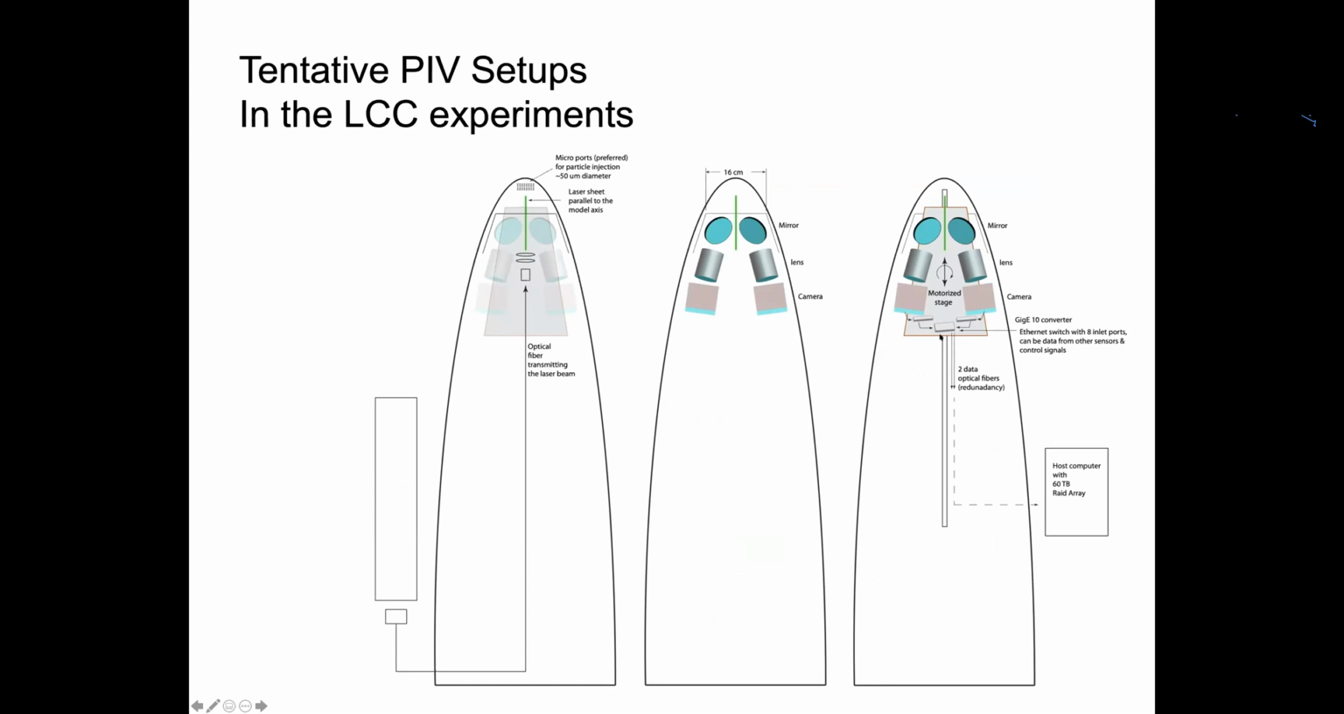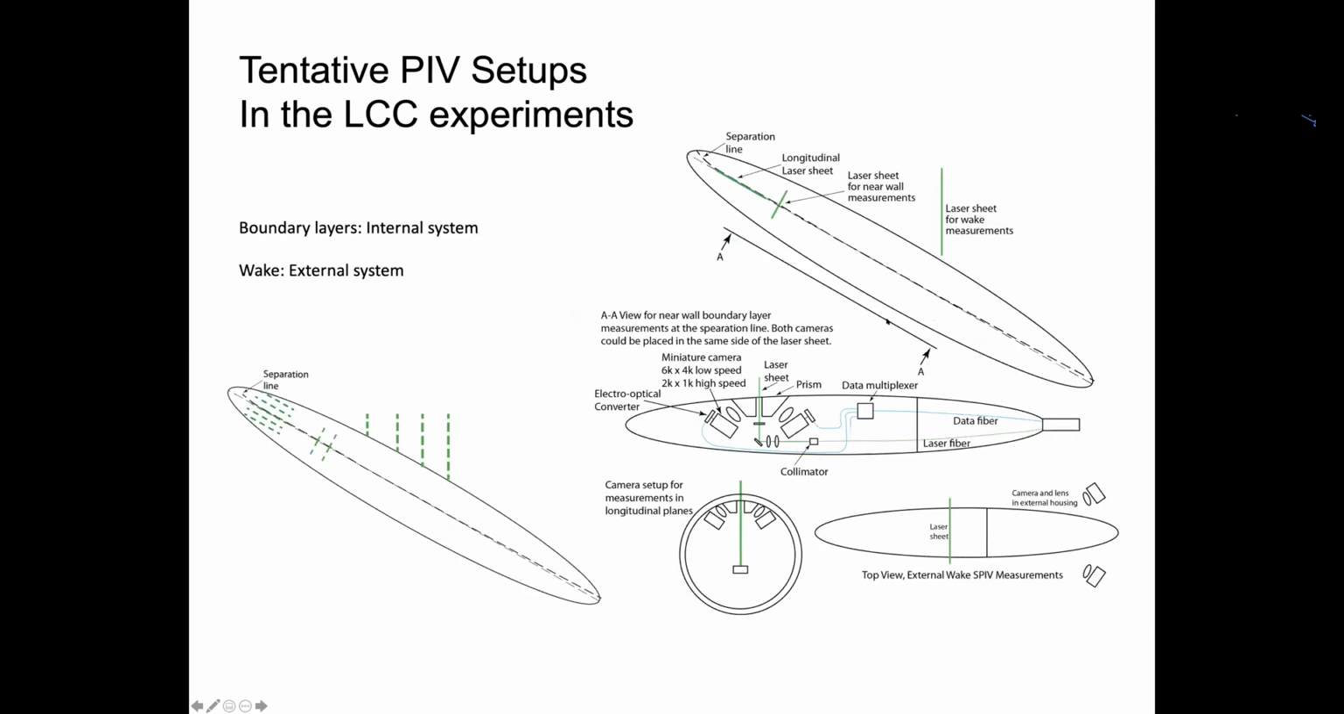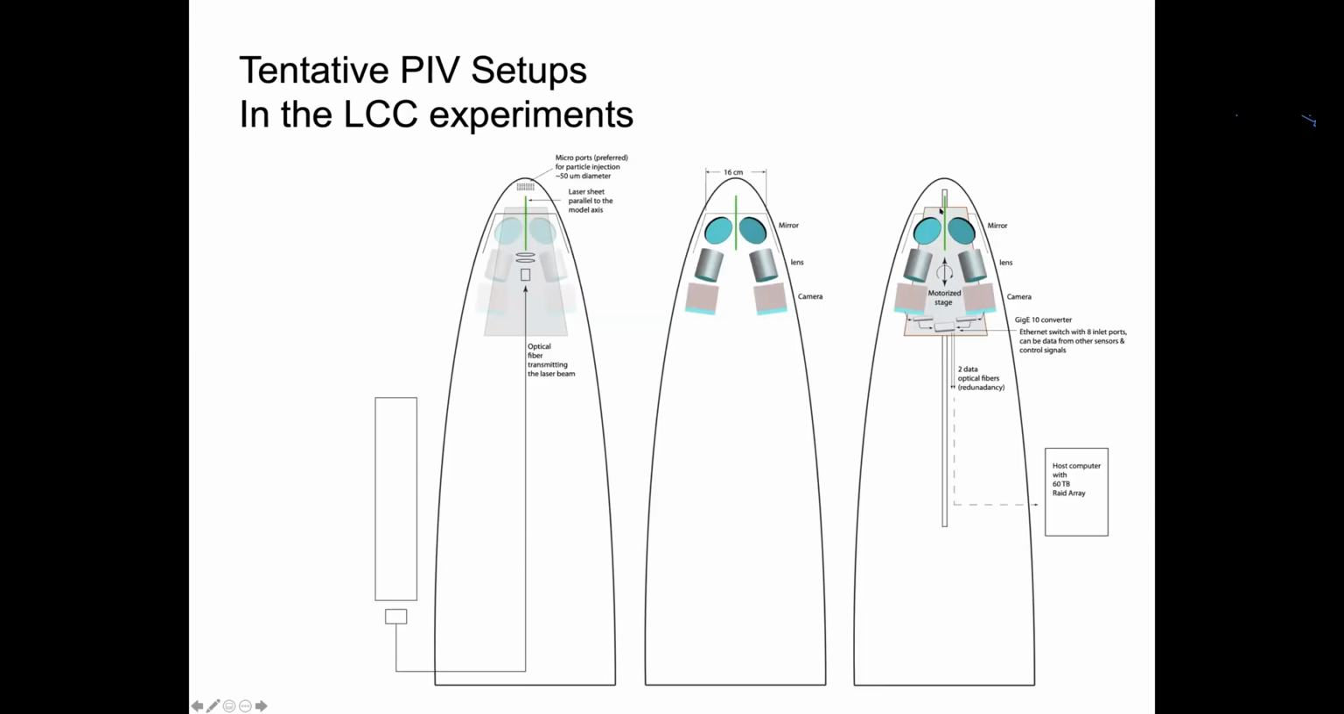It will sit on a motorized stage. If the entire model rotates, then we don't need to rotate it, but all of this will sit on the traversing stage that will enable us to record data in planes that are located in different axial locations. Now, in terms of illumination, the laser will sit outside. The light will be fed into the model via an optical fiber and illuminate the test section.